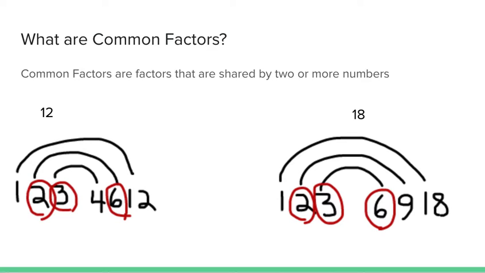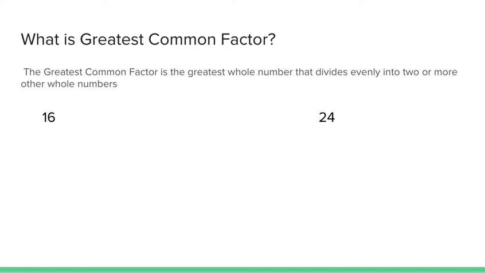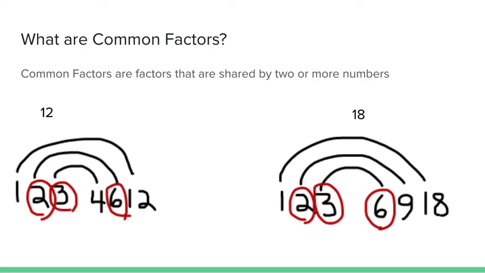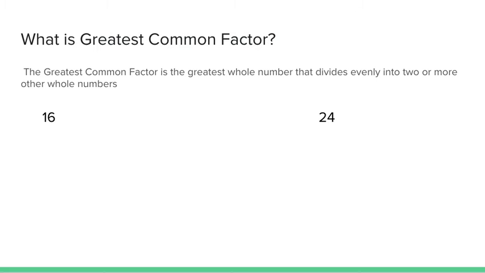Now the next thing that I was going to get into was what is the greatest common factor. The greatest common factor is the greatest whole number that divides evenly into 2 or more other whole numbers. Once again, it sounds really wordy, might be confusing, but if we go back to our last example, I've circled all of the common factors, but out of those 3 shared common factors, which one is the greatest? Which one is the largest one? Well, in this case, it's 6. So 6 is the greatest common factor between 12 and 18.